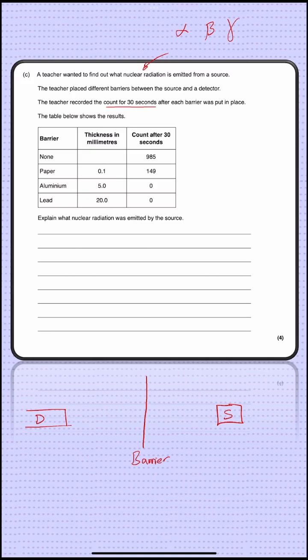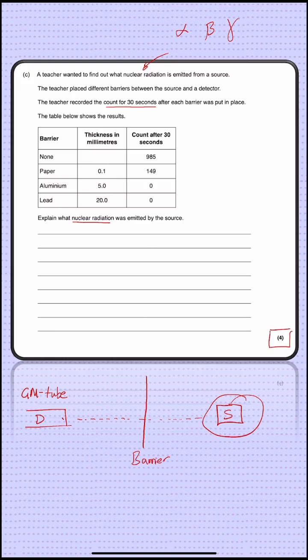So basically this is a Geiger-Müller tube, yeah? So it's being used to measure how much radiation is coming out of this source here. The source is going to emit radiation and it's going to go to the Geiger-Müller tube and give a reading. The higher the reading, the more particles that have gone through. So the question is asking which nuclear radiation, so is it alpha, beta, or gamma, that was emitted by the source? And it's 4 marks, guys. So really think about this.